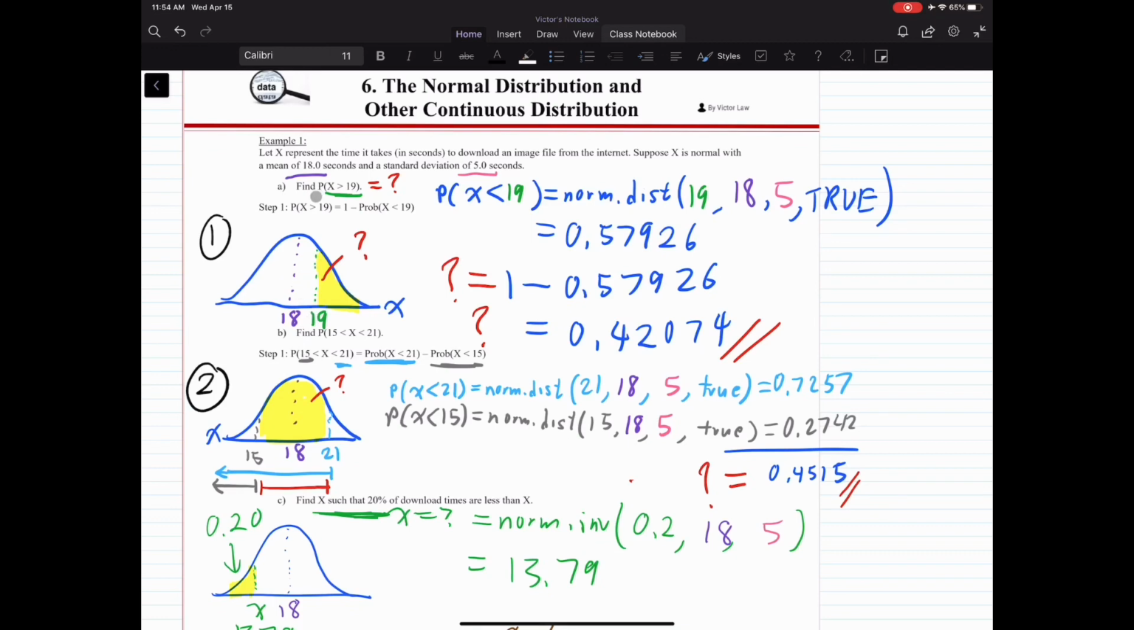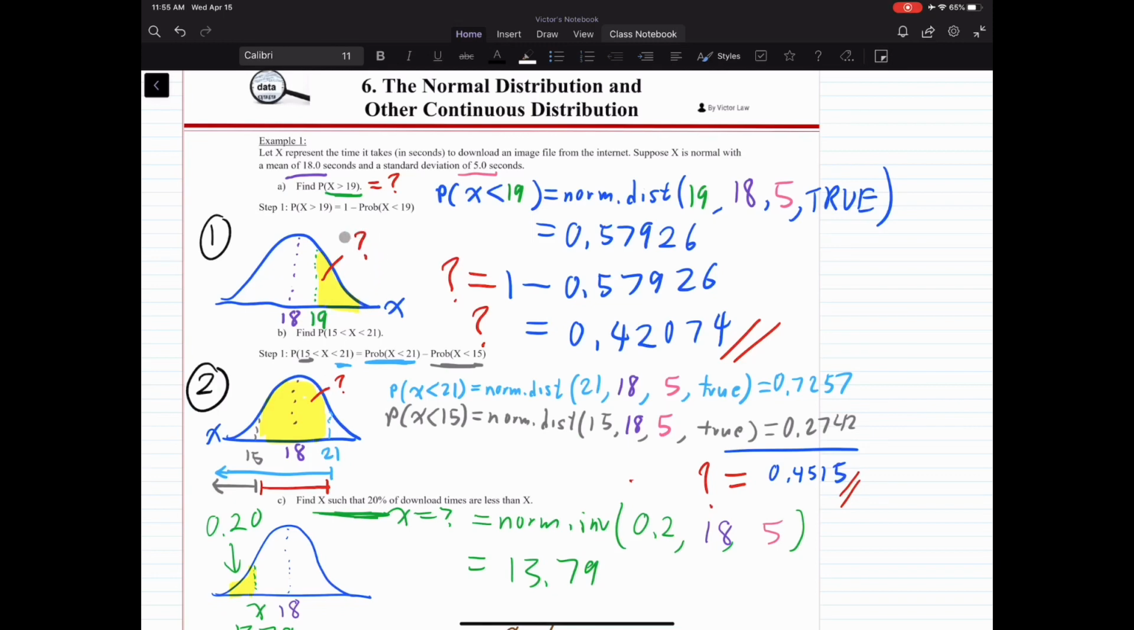And we're looking for the probability of x is greater than 19. So probability of x is greater than 19 is basically the area to the right of 19, right? Probability is basically the area under the curve. So the yellow shaded area here is what we're looking for. That's the probability of x is greater than 19. That is our question mark. And that's the first step: drawing the diagram and then understanding it.